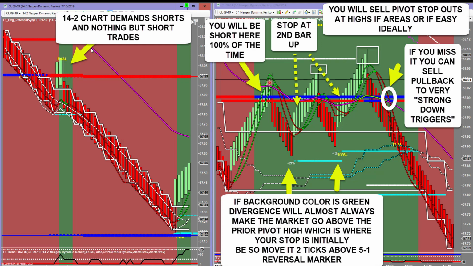And again, if it's green and you're short, 2 bars up, you're out because it's going to take out the high almost every single time.